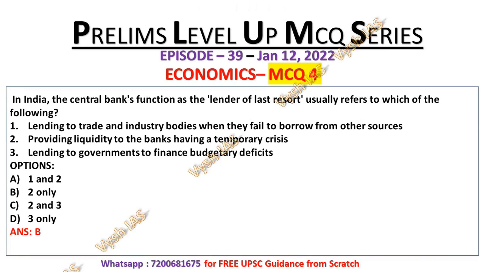So, on the basis of the explanation, we can say that only statement number 2 is correct. Statement number 1 is incorrect, and statement number 3 is also incorrect, because the statement about lending to trade and industry bodies when they fail to borrow from other sources is not mentioned in the explanation. And in the statement number 3, lending to government to finance budgetary deficit is also not mentioned in the explanation. That's why statements 1 and 3 are incorrect and statement 2 is true.